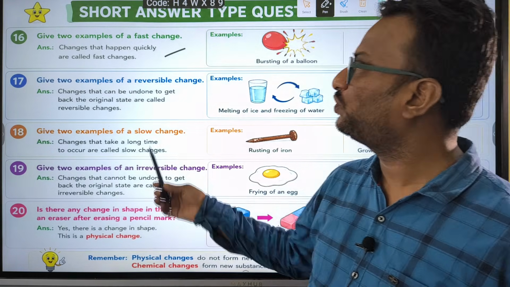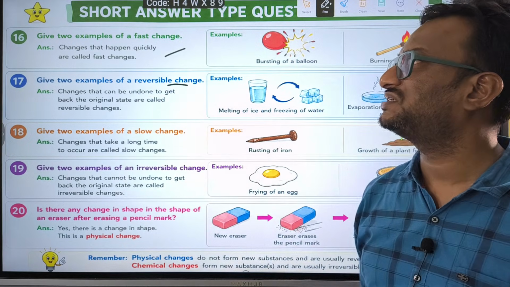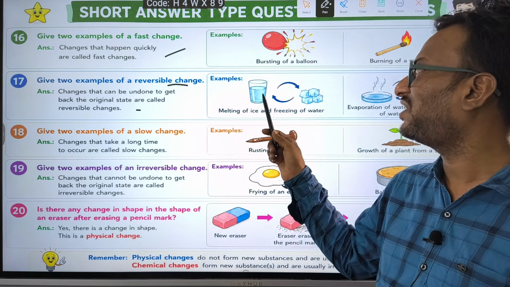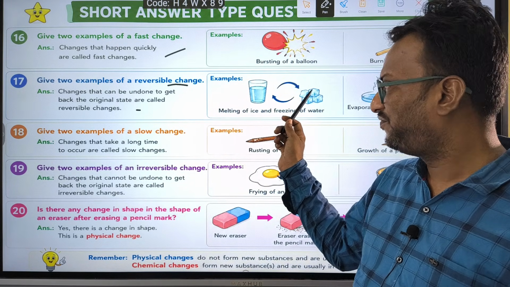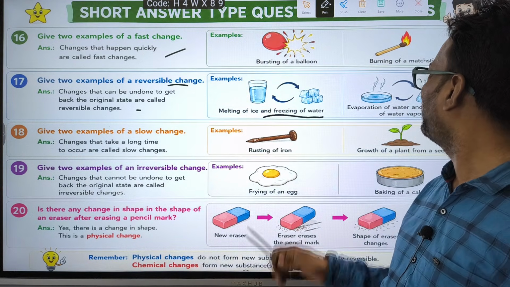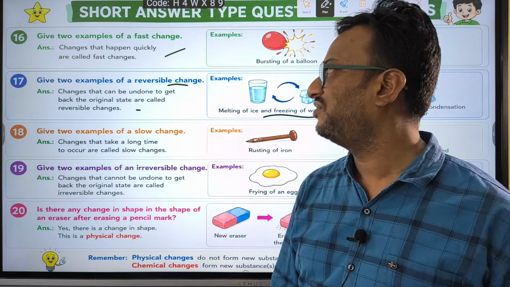Give two examples of reversible changes, changes that can be undone to get back to the original. That is melting of ice and freezing of water, evaporation of water and condensation of water.